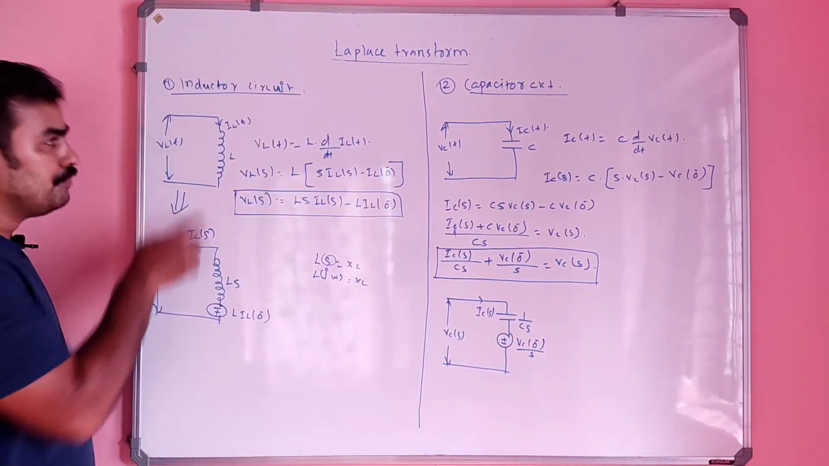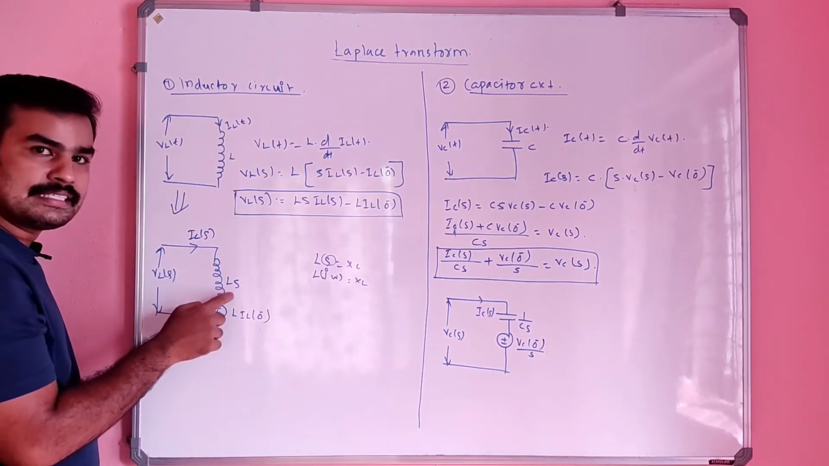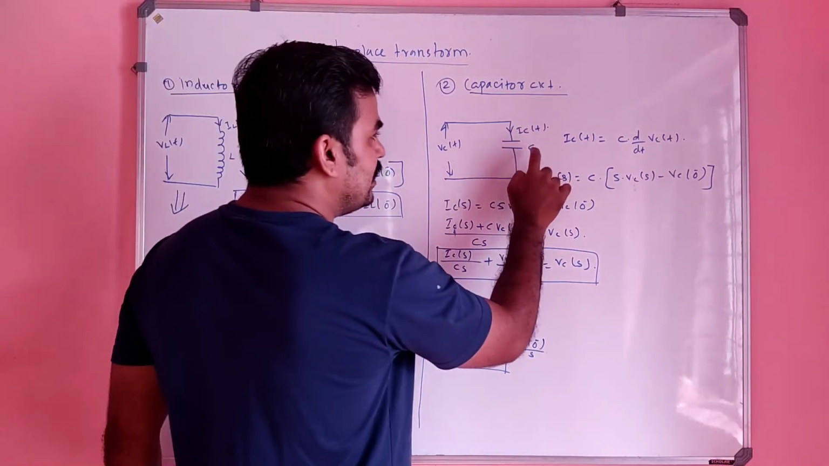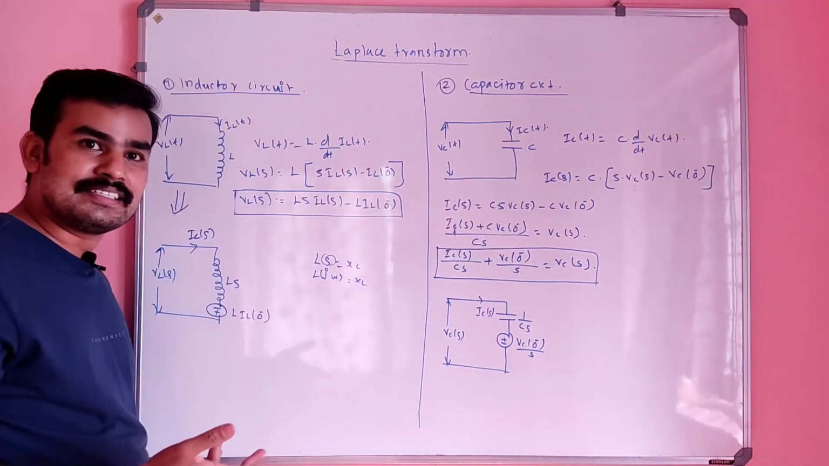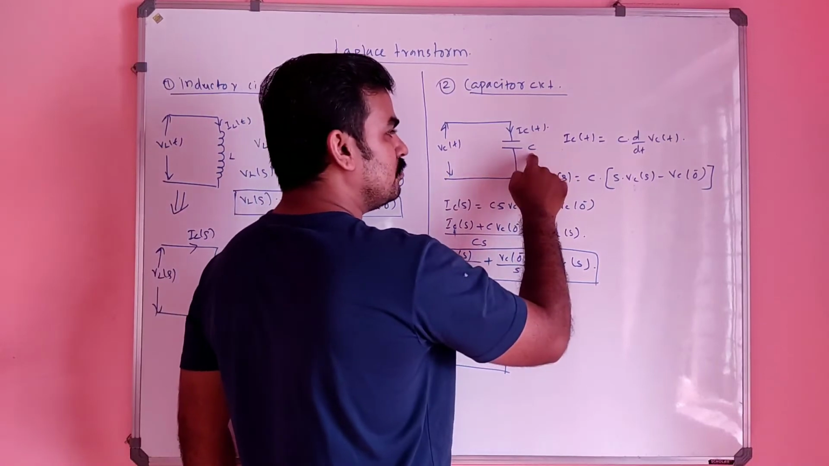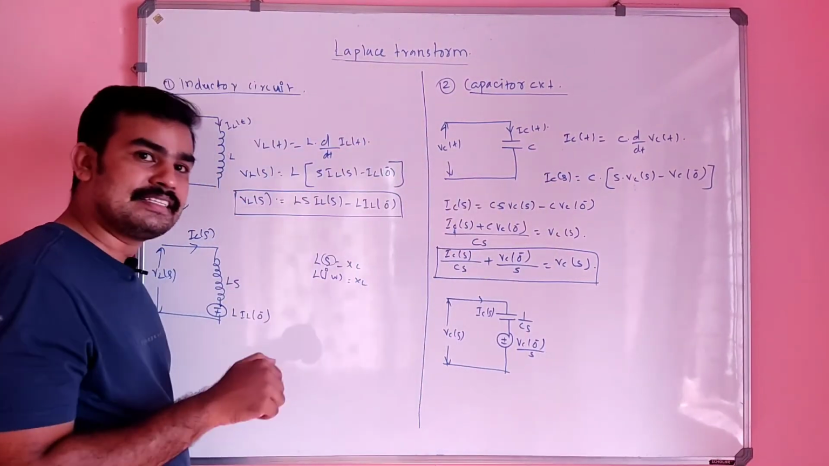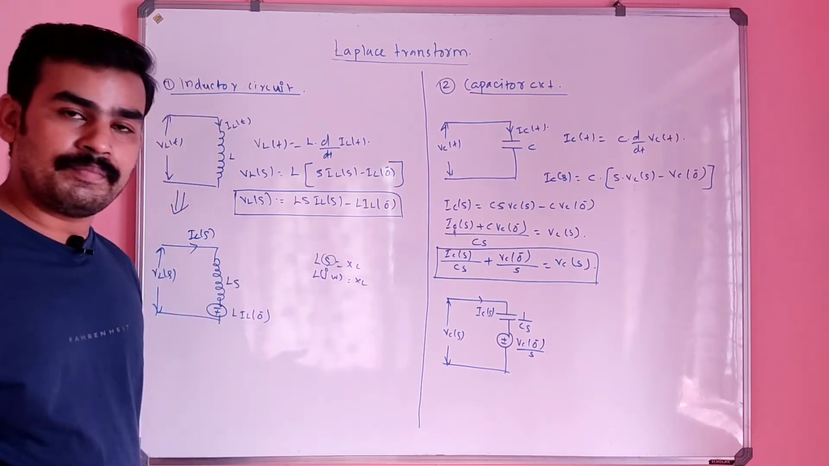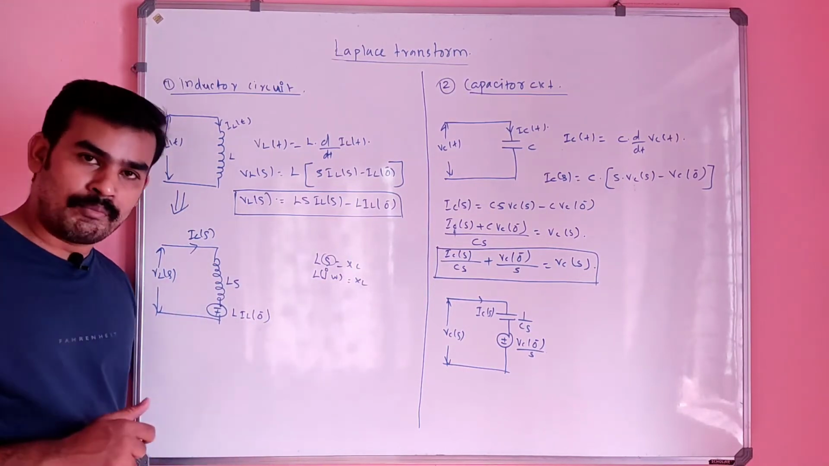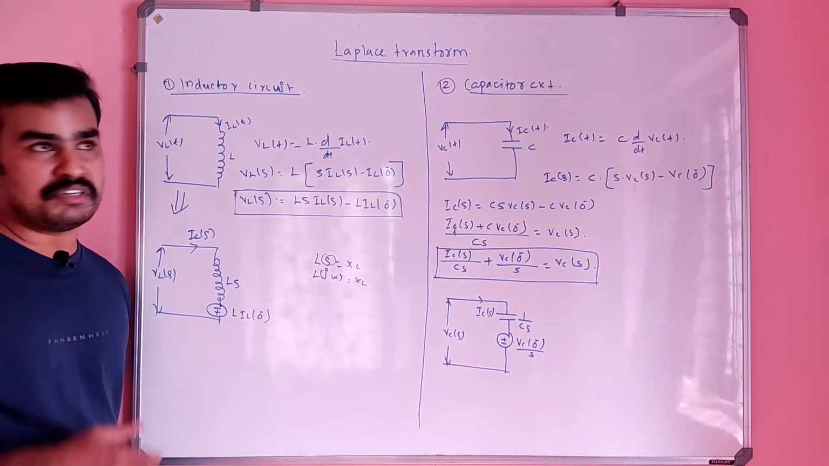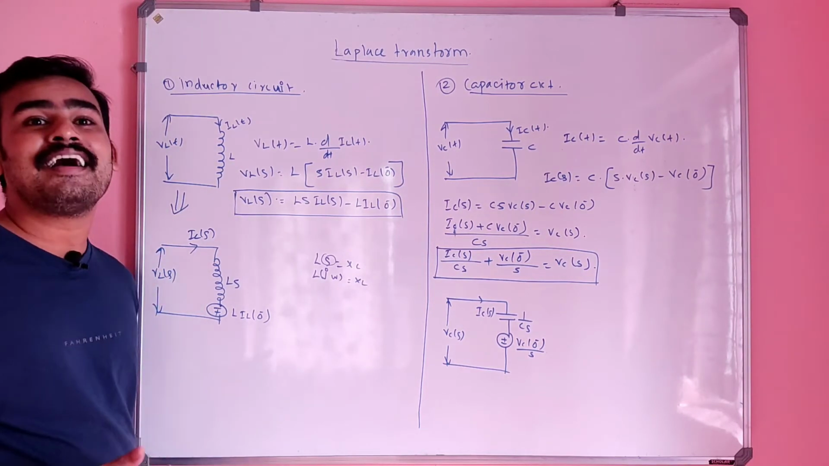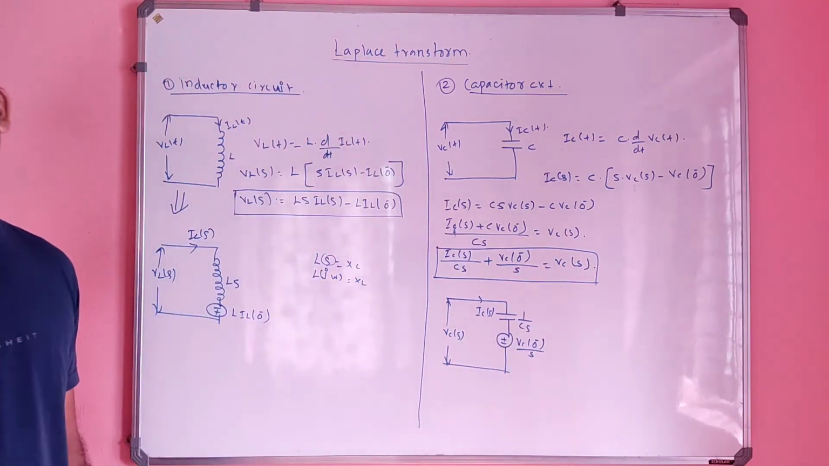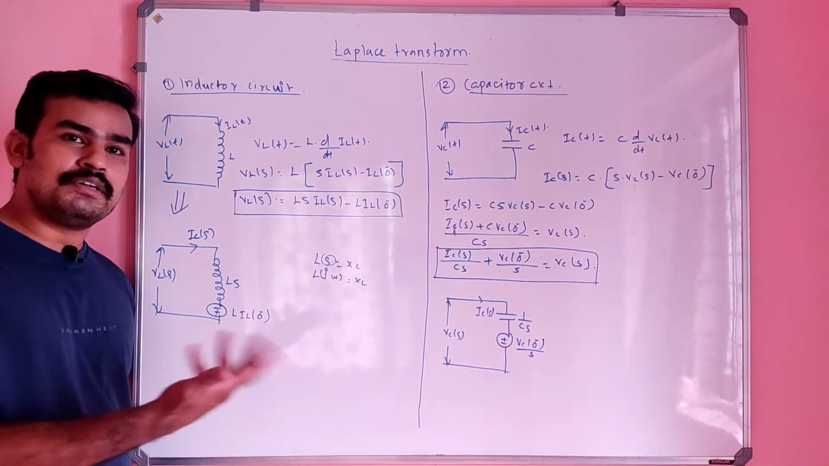In the same manner, if you convert this L into Ls, it will automatically be inductive reactance. Similarly, if you convert C in Laplace transform, that C will become 1 by Cs. 1 by Cs is equivalent to XC. You can check that. Because XC is equal to 1 by C omega, and 1 by C into omega is nothing but J into 2 pi F, nothing but S is equal to J omega, right?